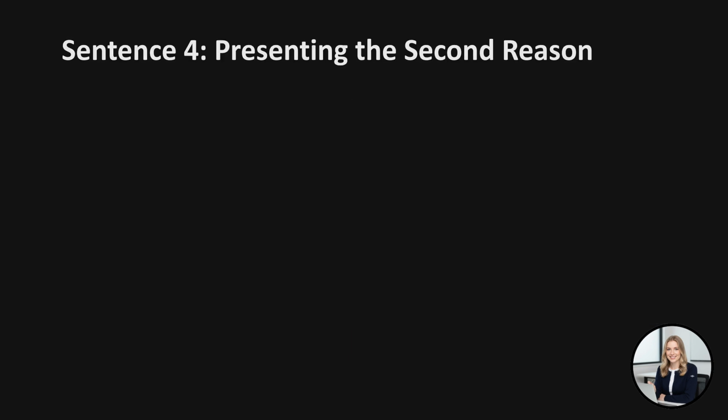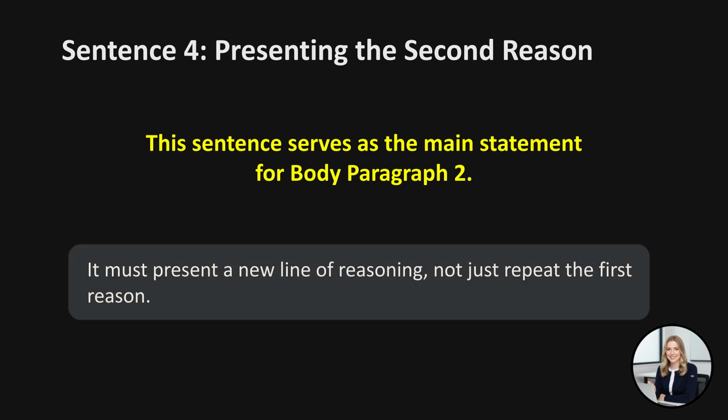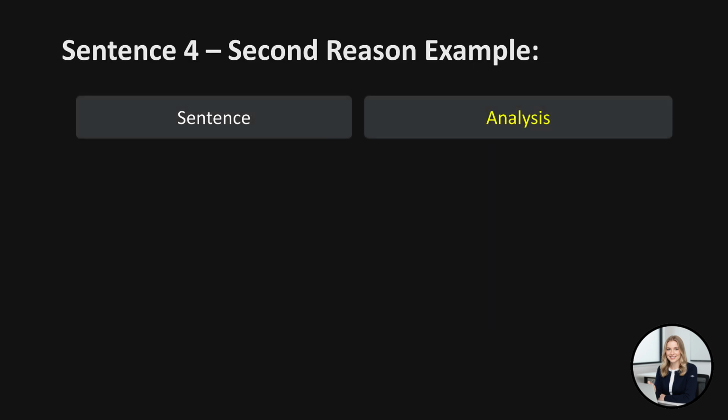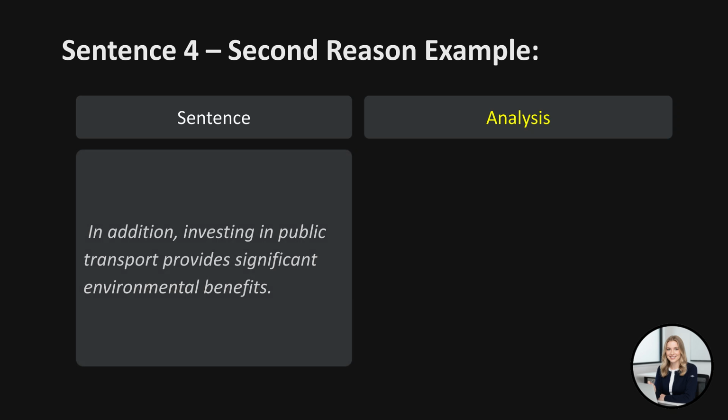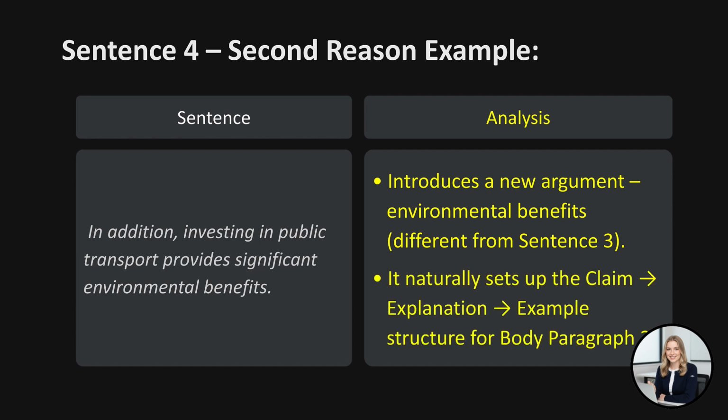Finally, let's look at sentence 4, which presents the second reason. This sentence serves as the main statement for body paragraph 2, so it must present a new line of reasoning, not just a repeat of the first reason. For example, you might write, "In addition, investing in public transport provides significant environmental benefits." This sentence introduces a new argument focused on environmental benefits, and naturally sets up the claim, explanation, example structure for body paragraph 2.